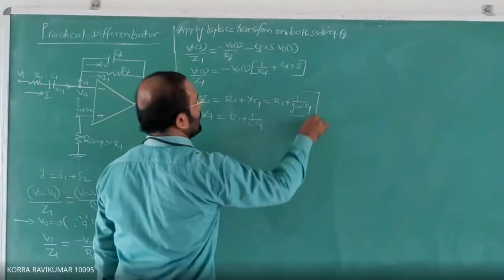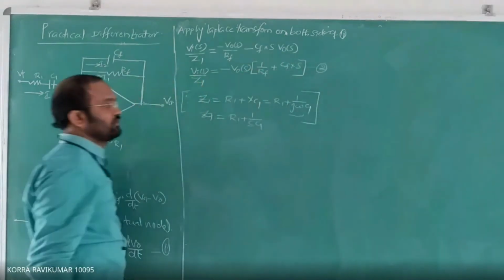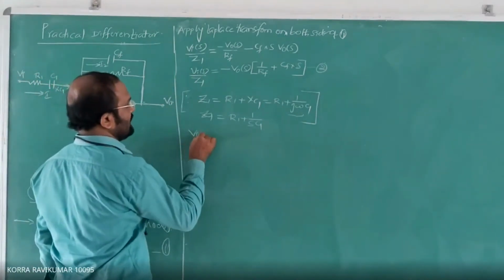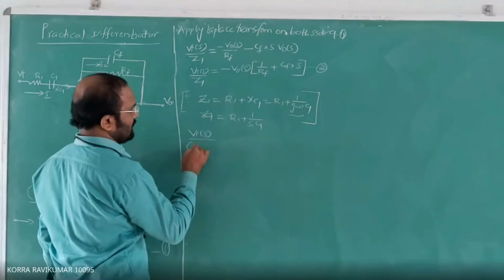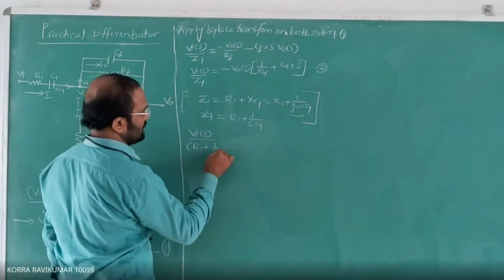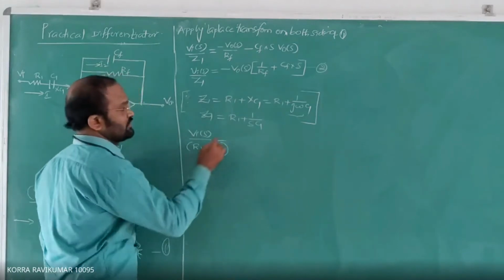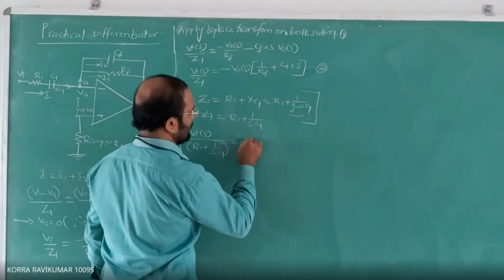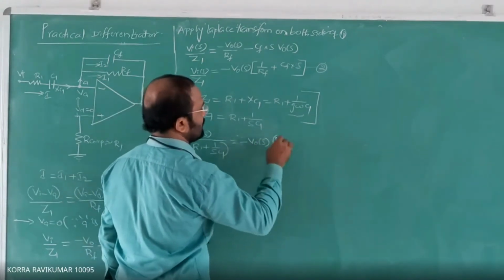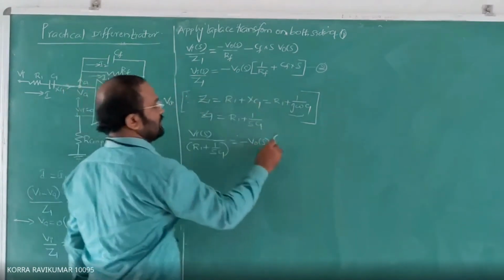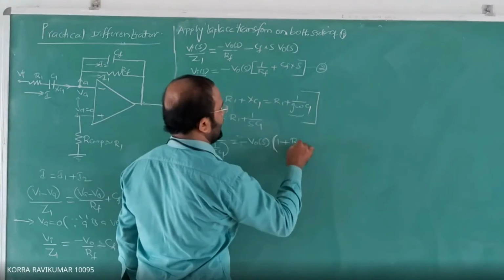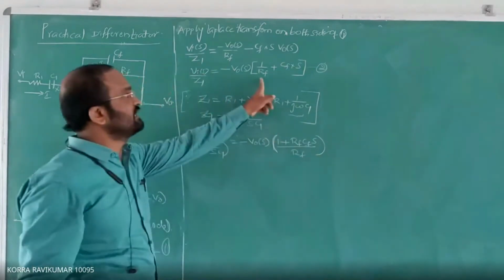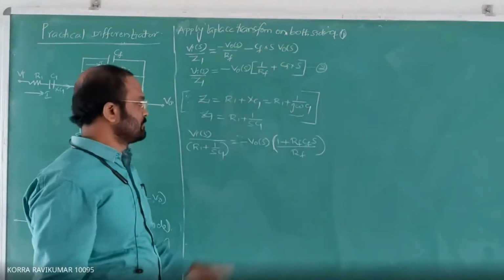Substitute this Z1 value in equation 2. Then the expression becomes Vi of S divided by R1 plus 1 by SC1, which is equal to minus V naught of S times, taking the LCM here, 1 plus RF CF into S divided by RF. Just take the LCM of RF here. Then the equation becomes like this.